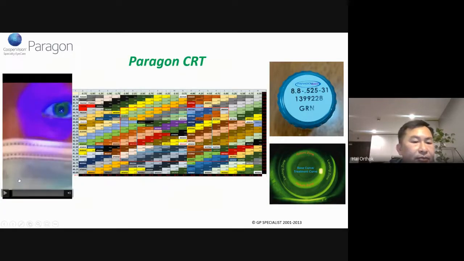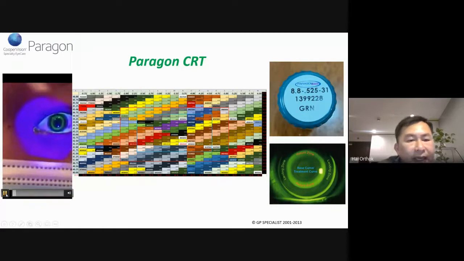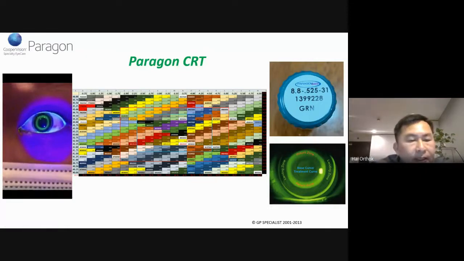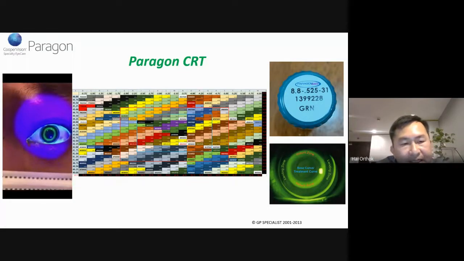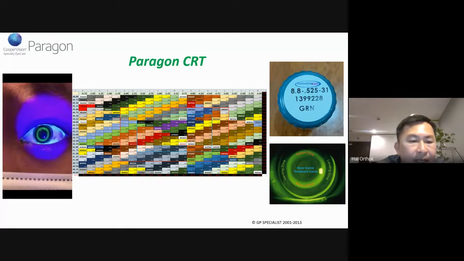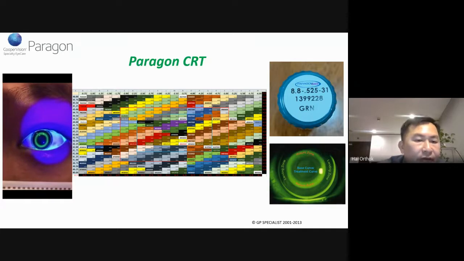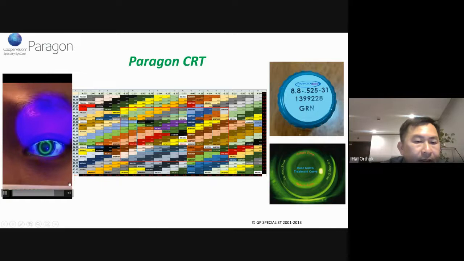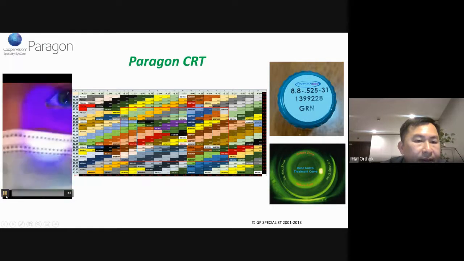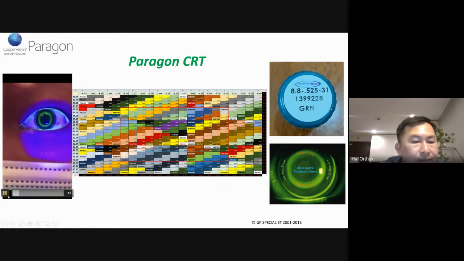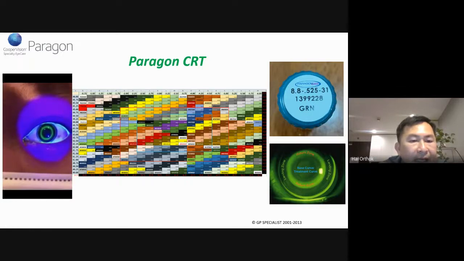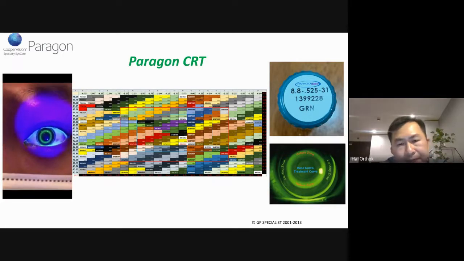Well, and this is how the Paragon CRT looks like on the eye in real life. With the Paragon CRT, you can see a very good return zone depth, a very good base curve, a very small alignment curve, good lens movement, and lens centration itself. And it's fitting about 90% of the cornea.